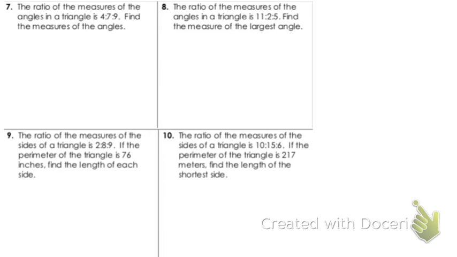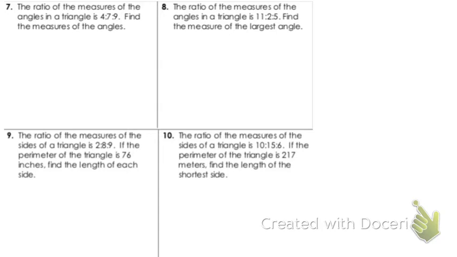All right. Number 7. Now we're going to start using these extended ratios a little bit. The ratio of the measures of the angles of a triangle. Okay, what do we know about the angles of a triangle? They all add up to 180. That might be key here. The ratio of these angles of a triangle is 4 to 7 to 9. Find the measures of the angles. So does anyone have an idea? Raise your hand if you have an idea of how we can solve this.